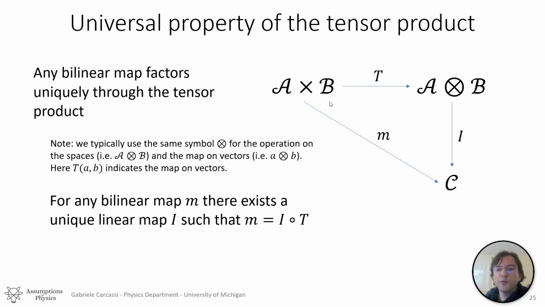So the idea is that if we have a product of linear spaces, and we have another linear space, C, and we have a bilinear map, M, that goes from the Cartesian product of A and B to the space C, then this bilinear map will factor through the tensor product, which means that we're going to find a map I from the tensor product to the linear space C, such that going this direction is the same as going directly in this direction. So any map M can be represented as mapping out from the tensor product. And this is exactly what we're going to use to get to the tensor product.